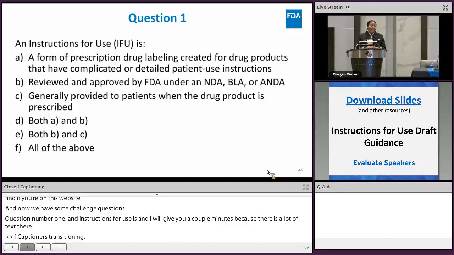The reason why the answer is actually letter D is because letter C is the giveaway. Generally the IFU is provided to patients when the drug is dispensed, not prescribed. Sorry, guys. No gift cards for anyone. No, just kidding.